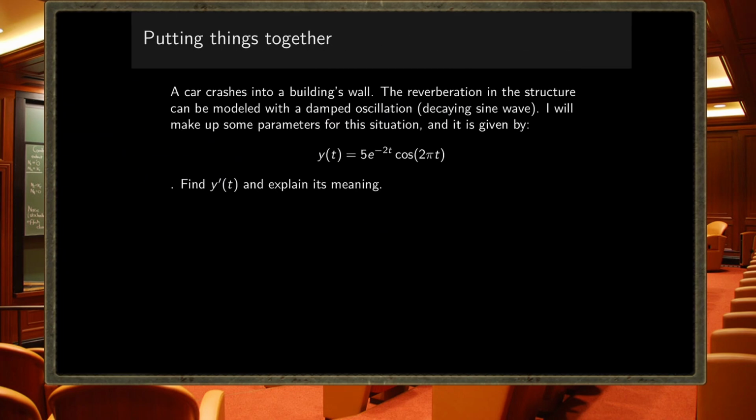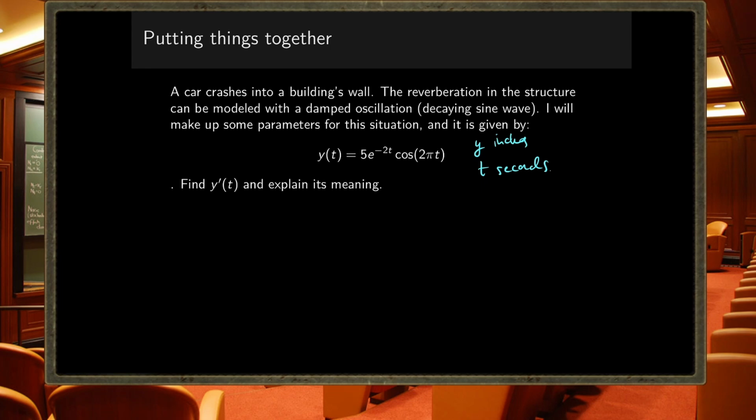And so then let's do one applied example here. This comes actually from differential equations, where we can have something called a damped sine wave or damped cosine wave, where the oscillation is decaying over time. And so let's say a car crashes into a building's wall, and the reverberation in the structure can be modeled with a damped oscillation. So here's some parameters for this. We'll say that y is in inches at t seconds. Now, I have made up these parameters to make this a simpler problem. These would not be realistic, but the form of this function is very realistic. But the numbers are not.